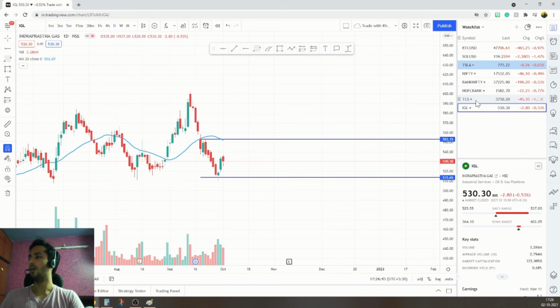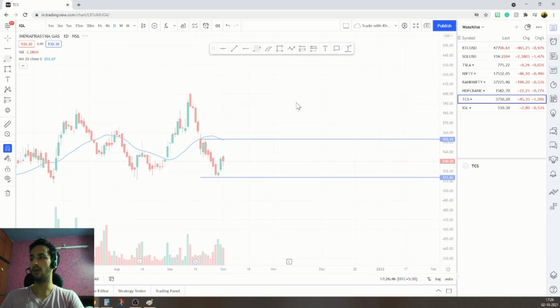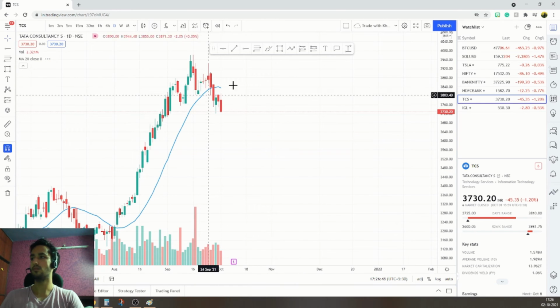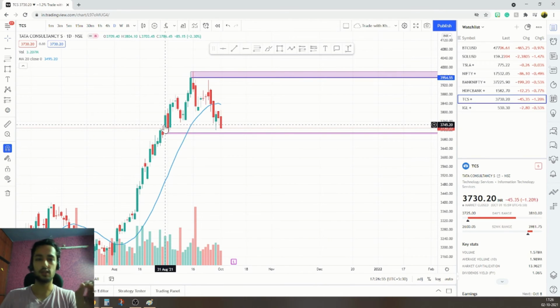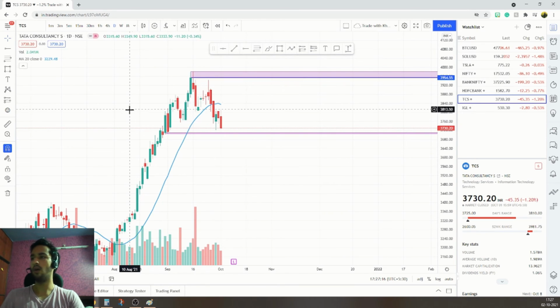Right. So similarly for TCS, this is my range and we have been consolidating over here since 31st March. Another thing about breakout which I forgot to mention is that the price should be ranging in that particular area for at least a month. Only then you can say that yeah, this is an accumulation or this is distribution, right? So it should be ranging for at least a month.